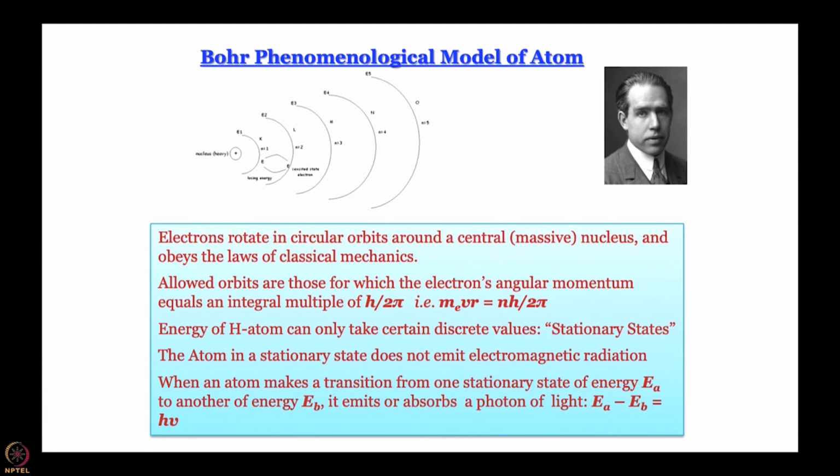So, an electron can only reside in stationary states or allowed orbits where mvr equal to nh by 2 pi. When it jumps from one stationary state to the other, the difference in energy of the stationary states is either emitted or absorbed as light, depending on which energy state is higher and which energy state is lower in energy.